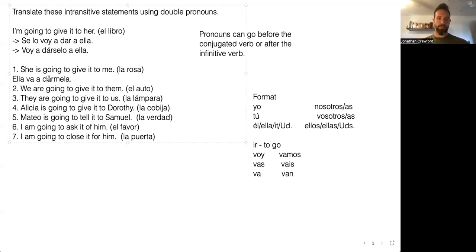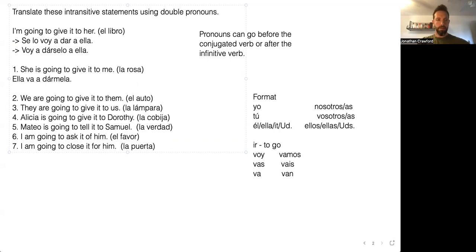Or in other words, the first syllable, but there could be longer verbs. And so that's why we always count it from the end. So we say last syllable, second to last syllable, third to last syllable. All right. Ella va a dármelo, or dármela, because it's la rosa. So she is going to give it to me. You can also say it another way. You can say, ella me la va a dar. They both mean the same thing and they're both acceptable.